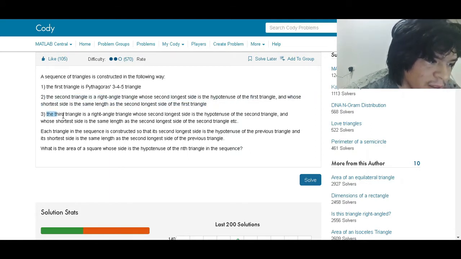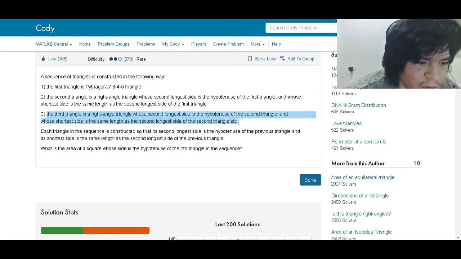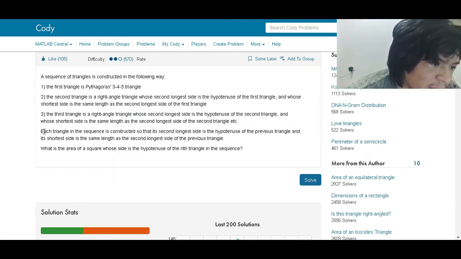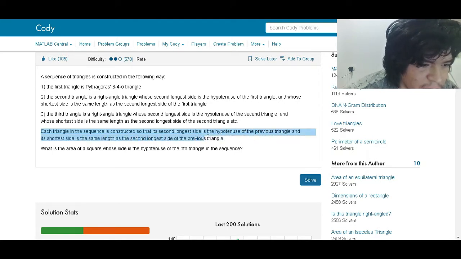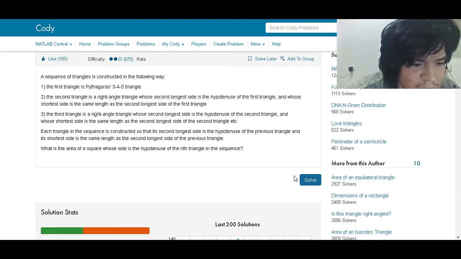Okay. The third triangle is a right angle triangle whose second longest side is the hypotenuse of the second triangle and whose shortest side is the same length as the second longest side of the second triangle, etc. Each triangle in the sequence is constructed so that its second longest side is the hypotenuse of the previous triangle and its shortest side the same length as the second longest side of the previous triangle. What is the area of a square whose side is the hypotenuse of the nth triangle in the sequence?